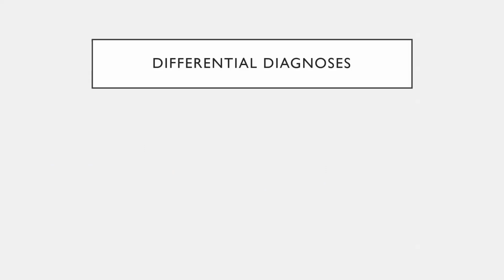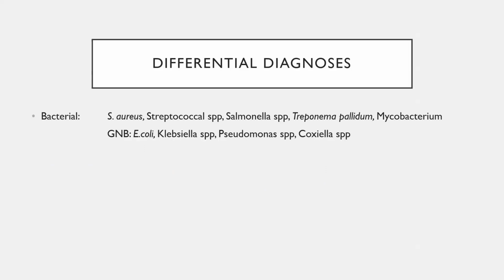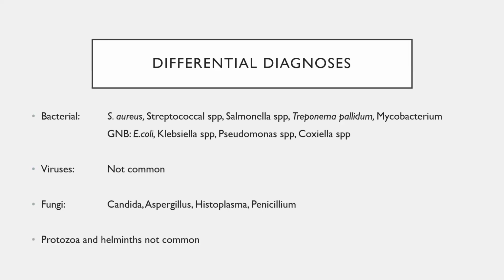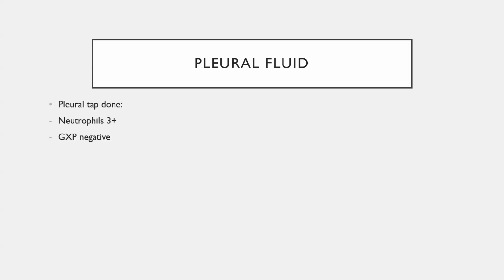So in terms of differentials for mycotic aneurysms, in terms of bacteria, Staph aureus and Strep species are common. You can also see them with Salmonella, with Treponema pallidum, mycobacteria, especially in our setting, and the gram negatives. Viruses, obviously not common for pyogenic infection. Fungi, you can see it with Candida, Aspergillus, some of the deep fungals, and obviously protozoa and helminths, again, not common with pyogenic infections of this kind, right?